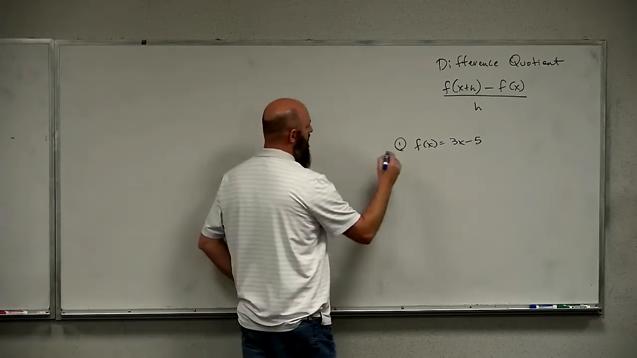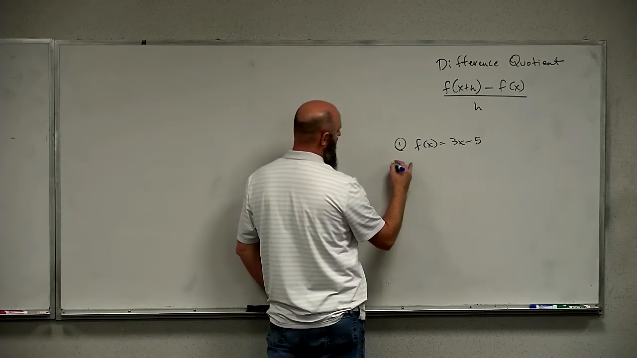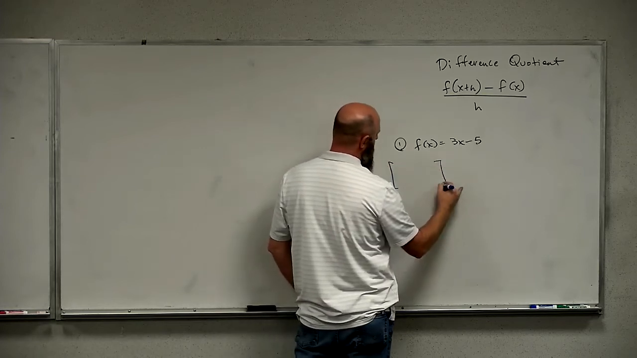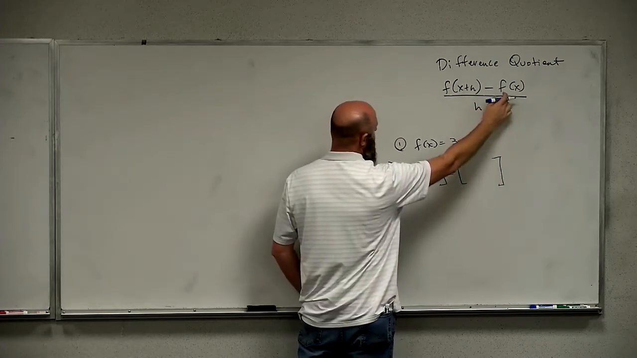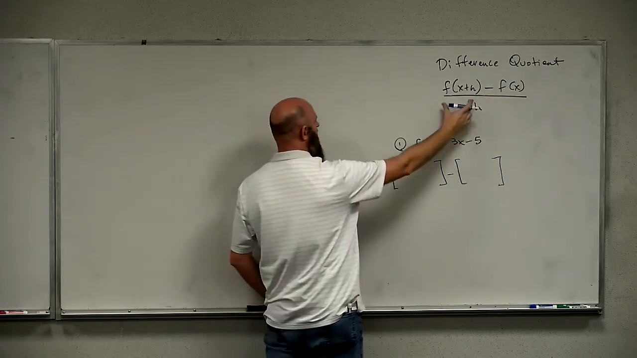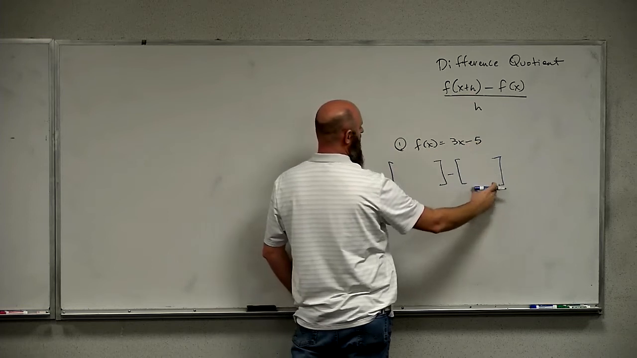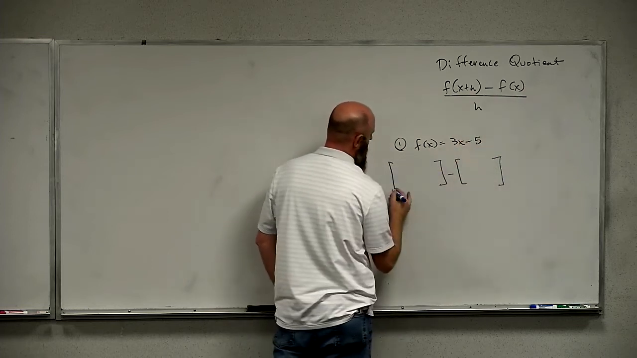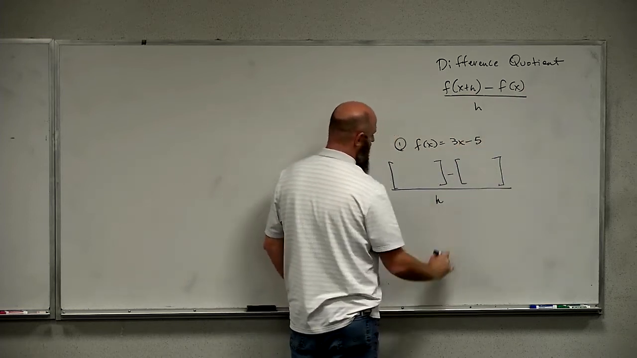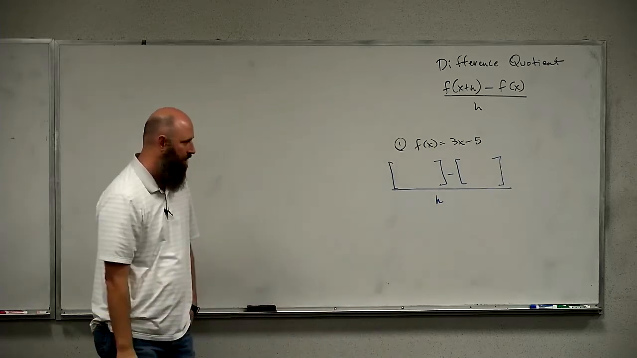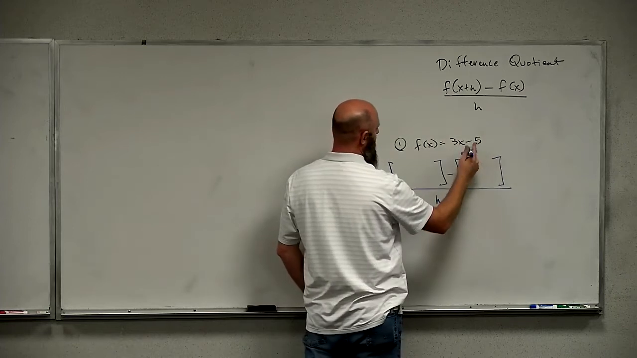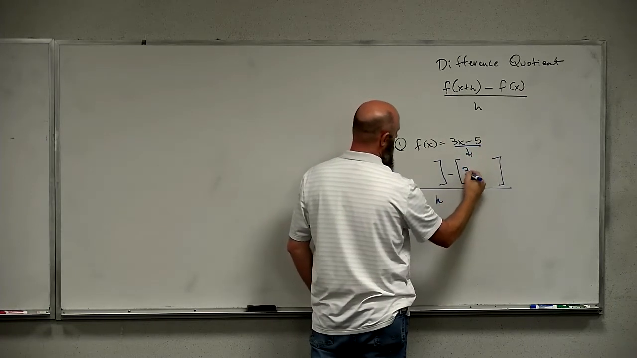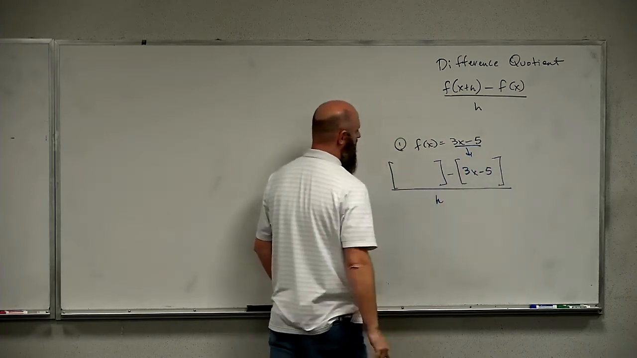All right, so we're going to plug in. What I would suggest that we do here, we're going to have a couple of brackets. Those brackets are going to represent these two pieces. My first bracket is going to be f of x plus h. My second bracket is going to be f of x. And then we're going to divide all of it by h. Well, let's go ahead and fill in the f of x. That's the easy one. It's already given. So that one just goes in here, 3x minus 5.